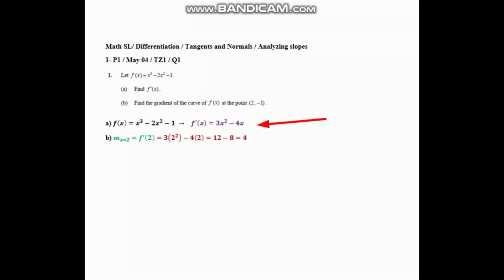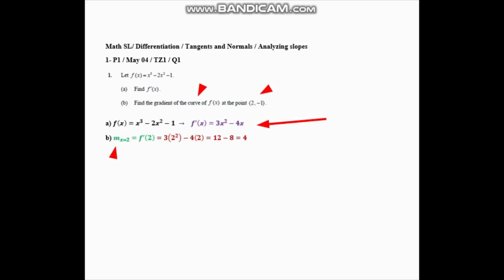Now in question B, I'm required to find the gradient of the curve of f at the point (2, -1). So we said that we are going to call the gradient at a point where I know the x value using this notation. So gradient is represented by m with a subscript of x equals 2. This is the gradient at x equals 2.